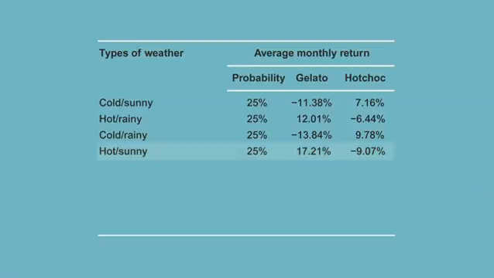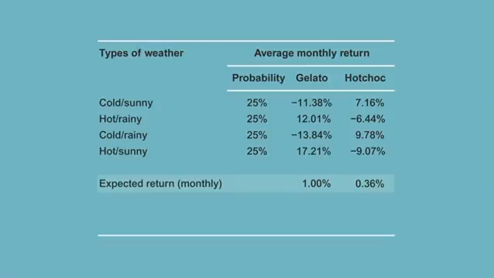Take a look at the hot and sunny period. The return for Gelato is expected to be 17.21%. Obviously, there were great ice cream sales. But a loss of 9.07% is expected for Hot Choc, so clearly not much call for hot chocolate.